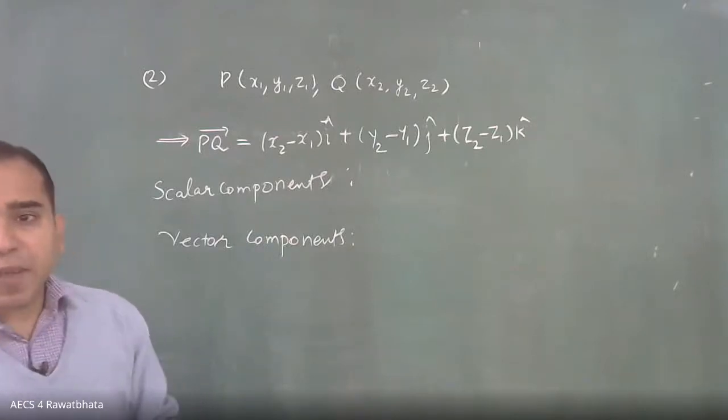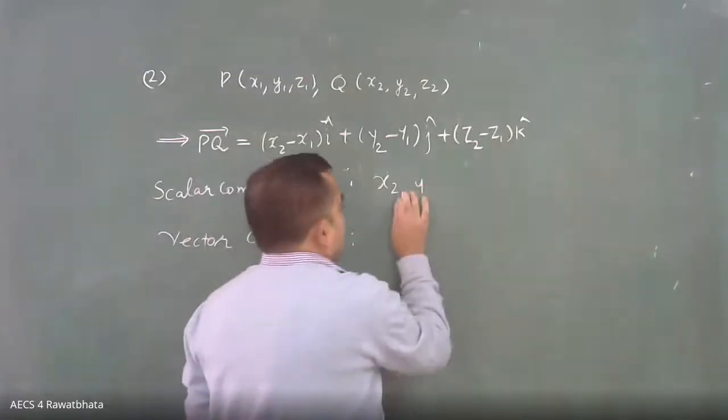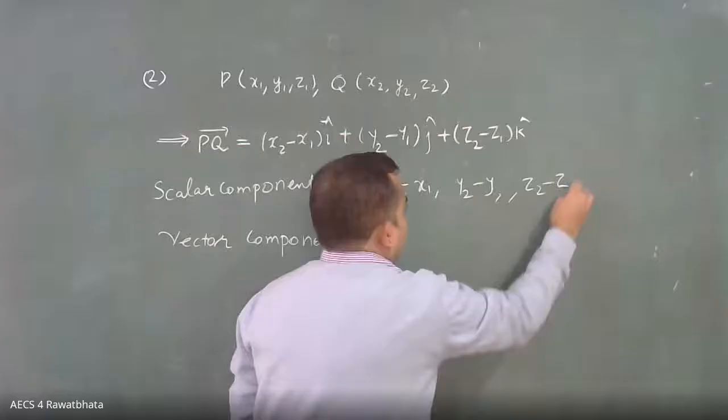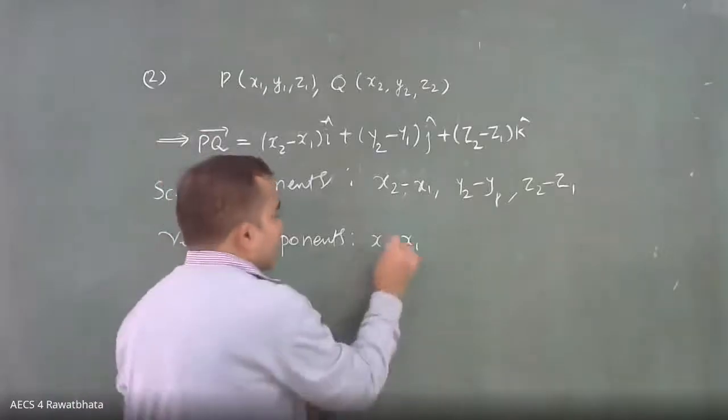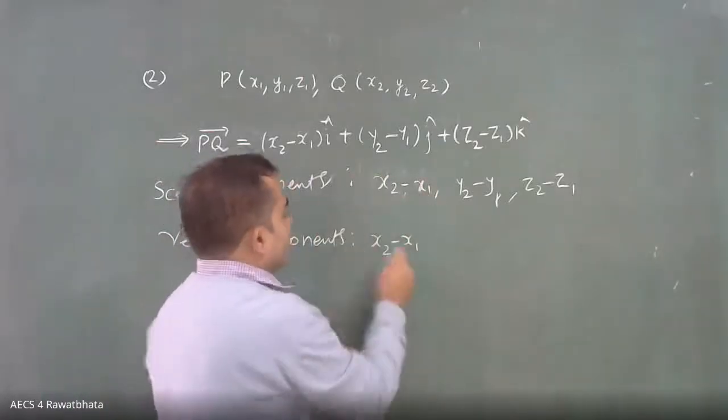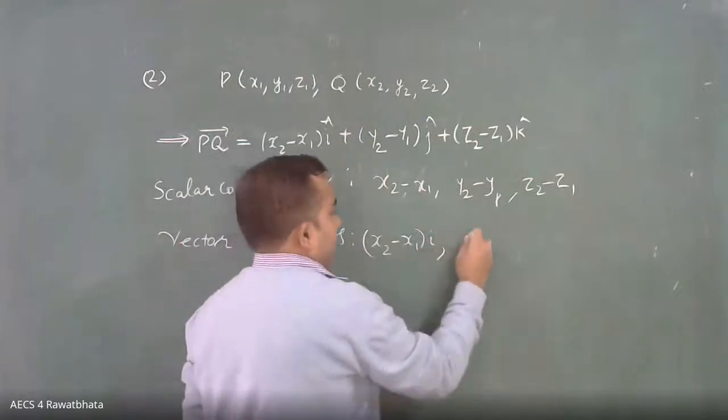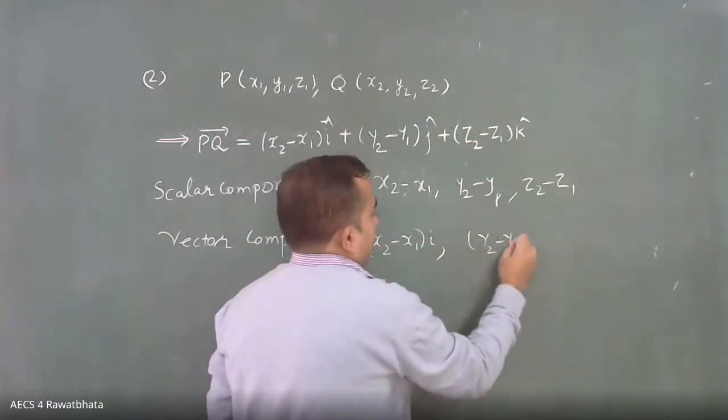Sir, x2 minus x1 and y2 minus y1. Yes. And z2 minus z1. Yes. And vector components? Sir, under root. No, no, not magnitude. Vector components, simply attach i to them, like this. Okay sir.